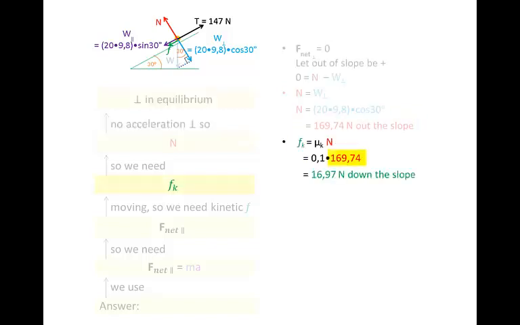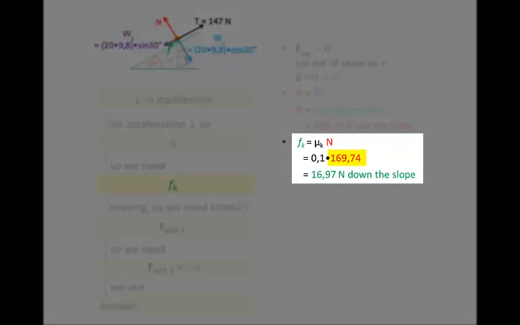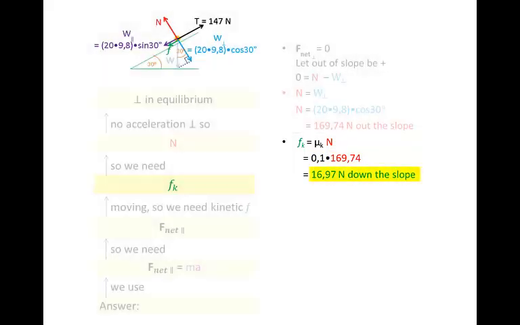We use that normal value to calculate the friction force acting on this object down the slope. In the question, we were given the coefficient of kinetic friction for the situation, 0,1. We substitute the value we found for normal into N. We solve, we find that the friction force is 16,97 newtons. We know it's down the slope because the object is moving up the slope, and when an object is moving, friction always acts on it in the opposite direction to its motion.